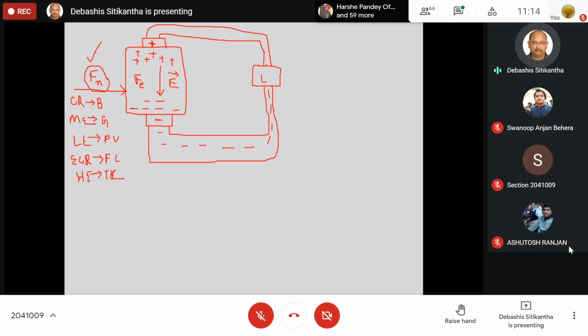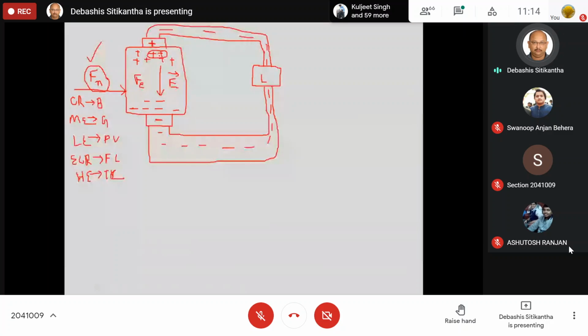Okay, so when it is going to pass through the load, again it is going to pass through this conductor and it will come to this side, and over here one of these electrons will start combining with this positive charge. But over here again there is the presence of this Fn, and immediately what this Fn is going to do, it is going to throw this electron onto this side.